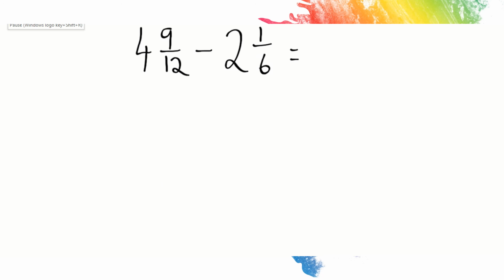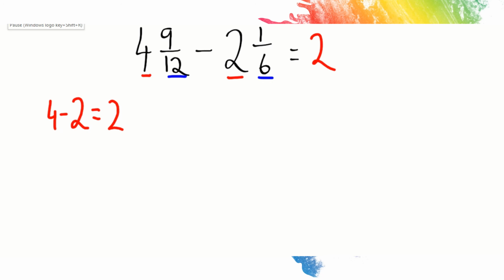So slightly different. We've got our mixed numbers. So the first job I'm going to do is I'm going to take my mixed numbers. I'm going to take 4, subtract 2 equals 2. Okay, done that bit. Then I'm going to look at my fractions.